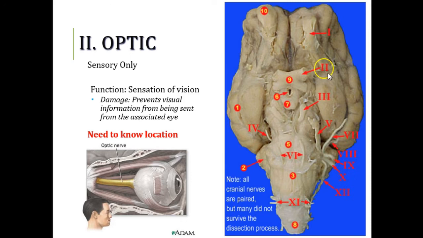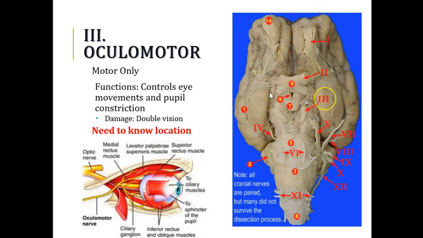And this is right by the optic chiasm. If we had left more of the chiasm in this picture, you would see that X shape from last week. And then moving to the oculomotor nerve, this is our first motor nerve. It will control eye movements and pupil constriction. So if we have damage to the oculomotor nerve, then you might have double vision because it allows us to create one coherent image between our two eyes.